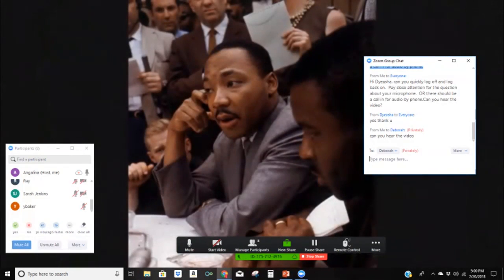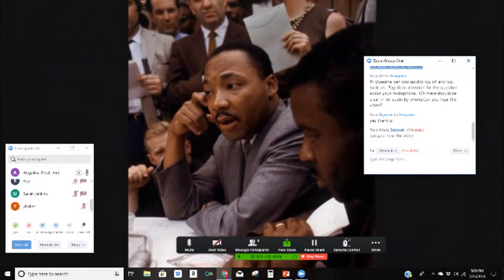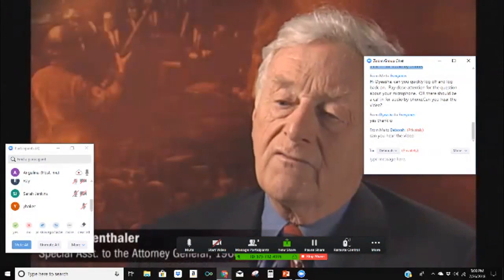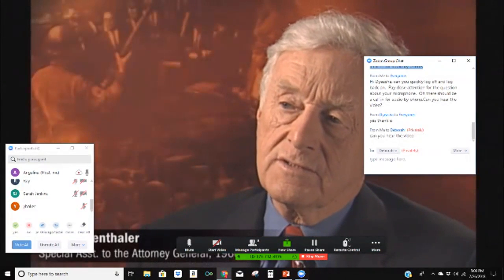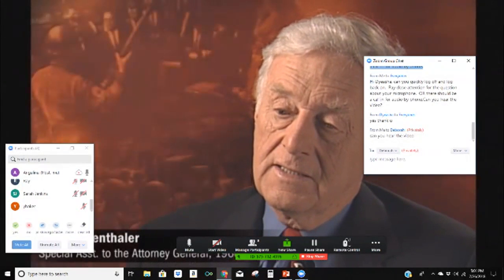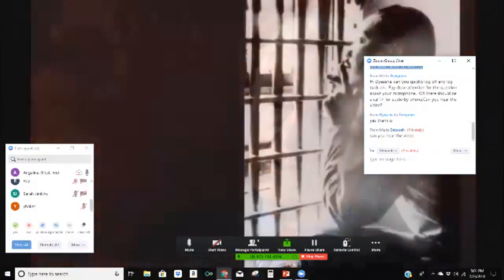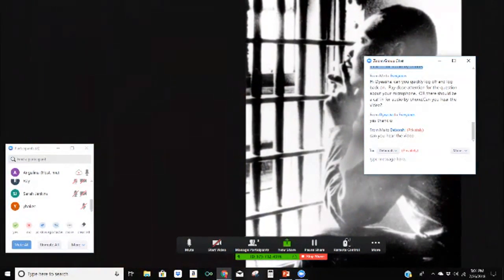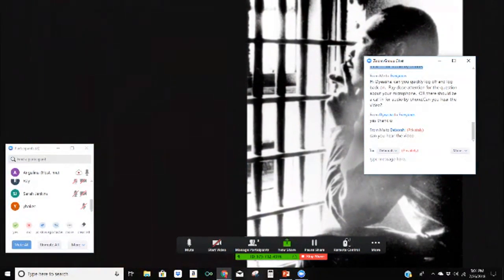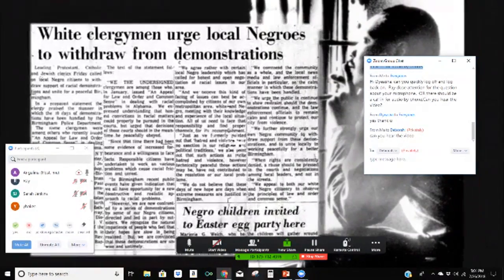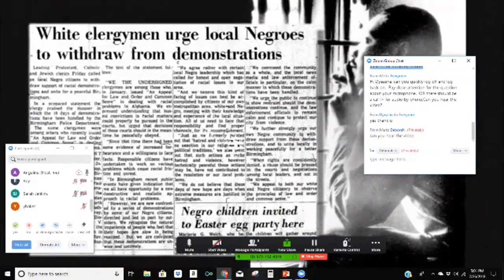Dr. King said, "Mr. Attorney General, I can best serve this country and my people by focusing on the evils of segregation." He said it's a corruption of the society. It's a corruption of the soul. Sitting in his jail cell in Birmingham, King wrote about that corruption. He responded to an open letter that appeared in the Birmingham News that same day.